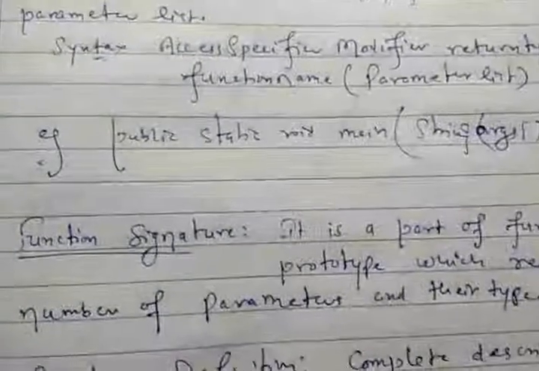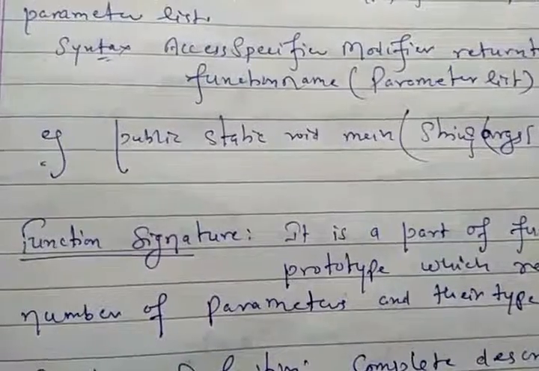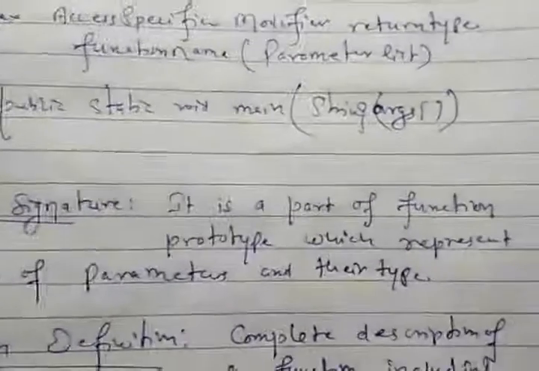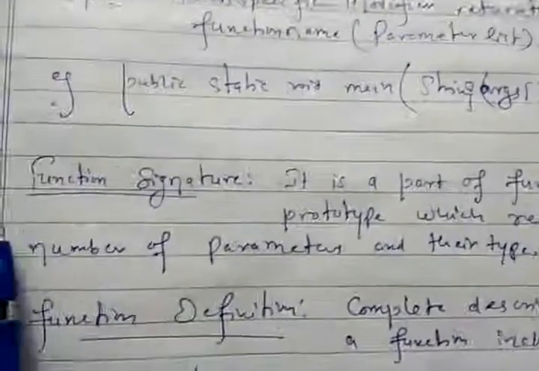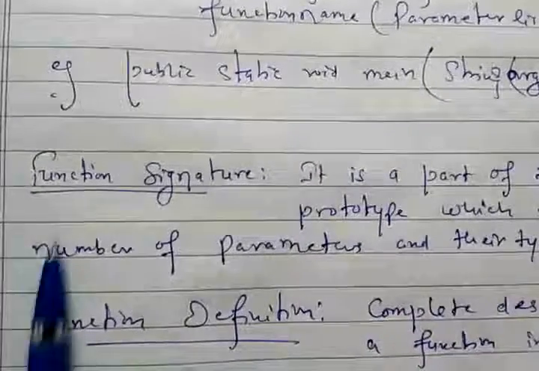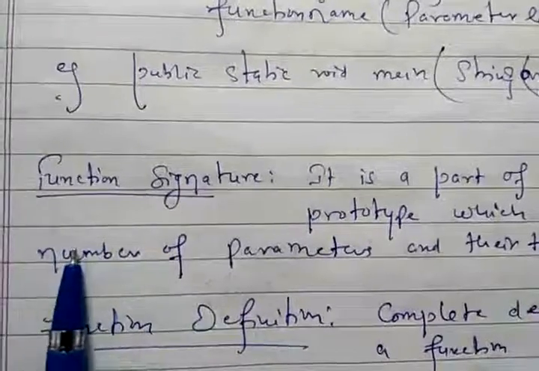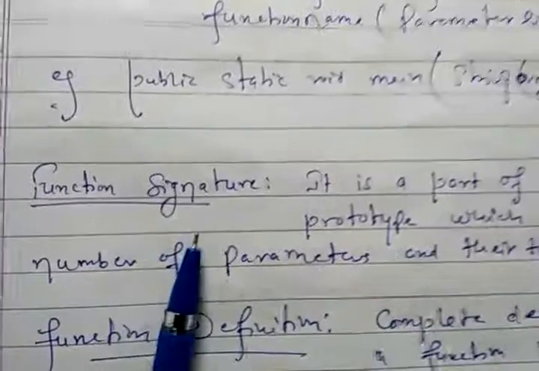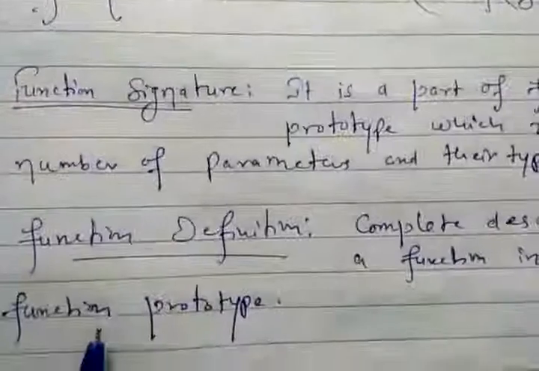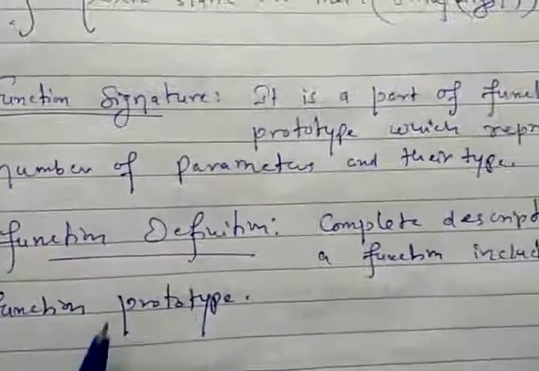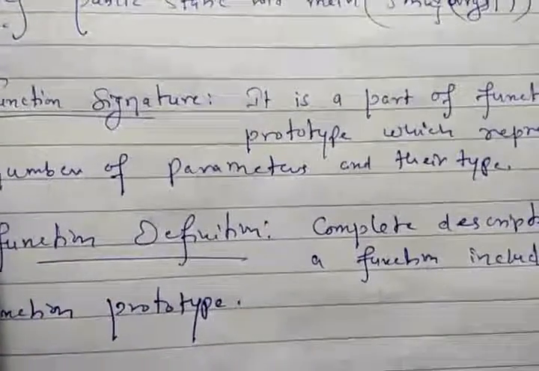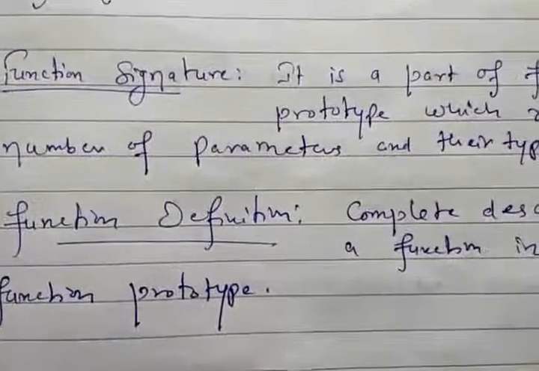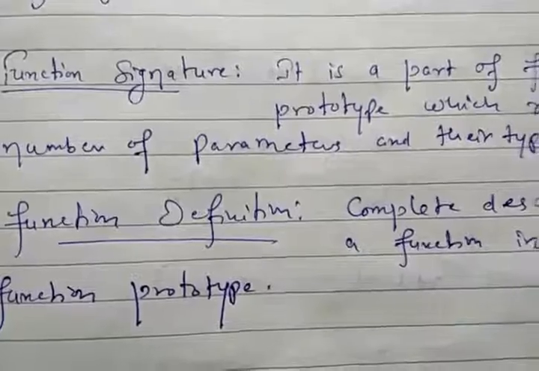Now the next thing is the function signature. It is a part of the function prototype which represents the number of parameters and their types. A function signature exists only when there are parameters in a function. And the next is the function definition. The complete description or complete details of a function, including the function prototype, is called a function definition.